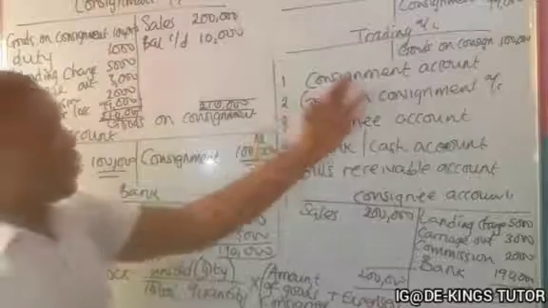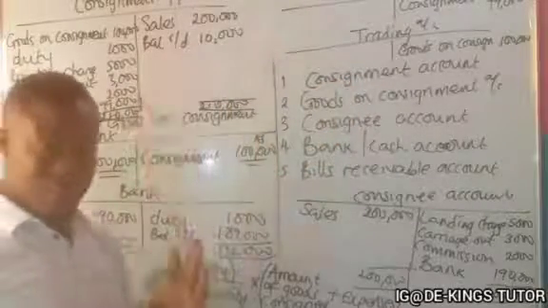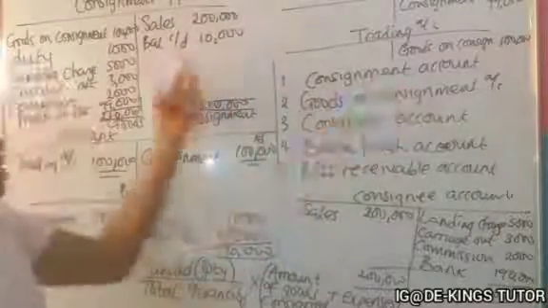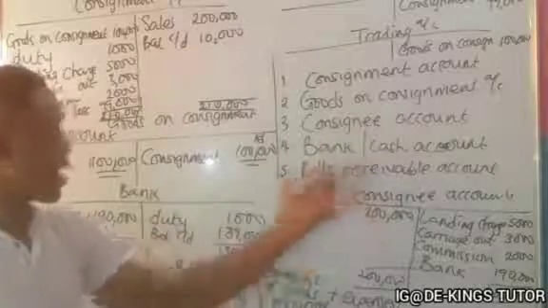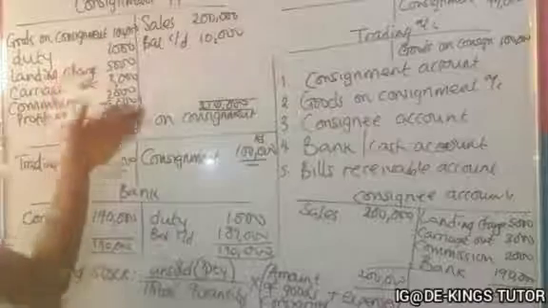You see the books that we talked about now. All this recording is in the books of the consignor, the owner of the goods, the principal. The consignment account, the goods on consignment, the consignee account, the bank, the cash account. Okay, so that's how to basically record.